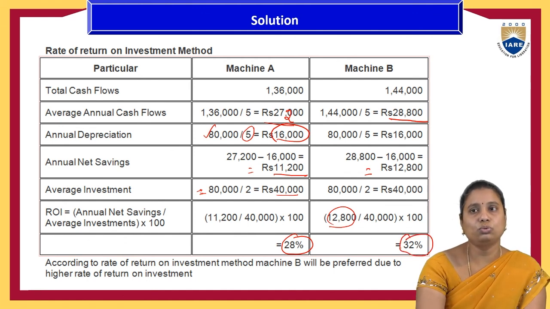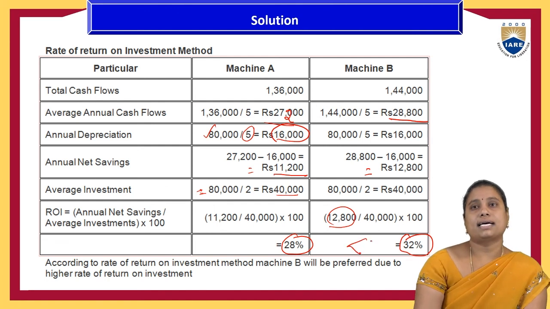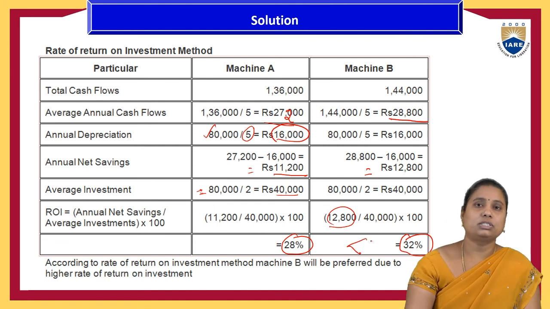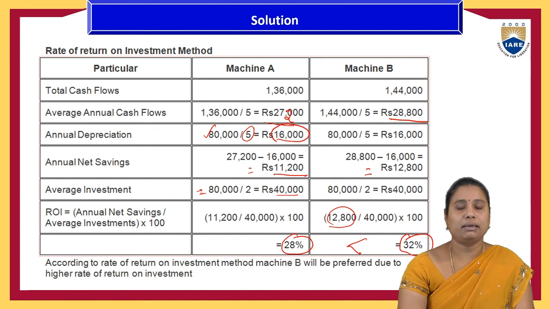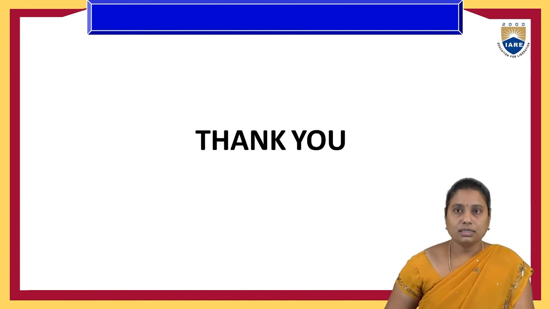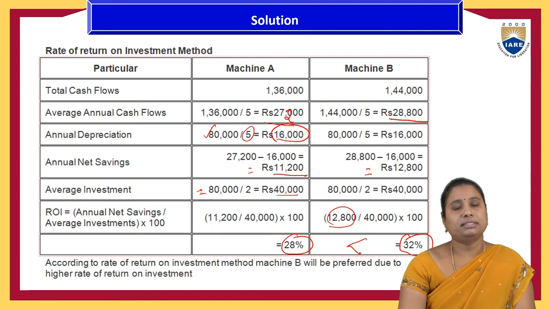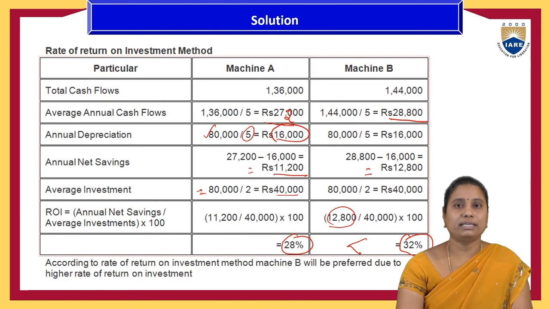From among these two, machinery B has a higher ARR than machinery A. So it is advisable for the company to purchase machinery B rather than machinery A. So that is about the various calculations for the average rate of return with the given data.